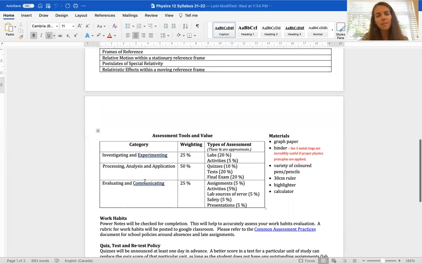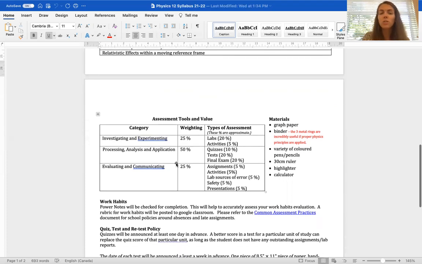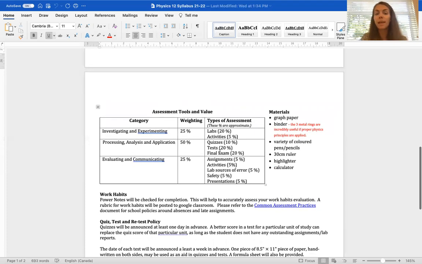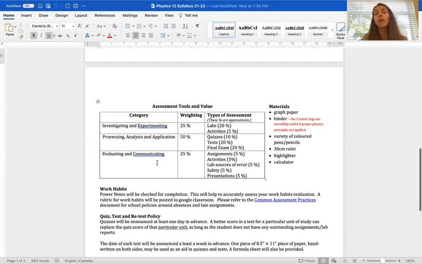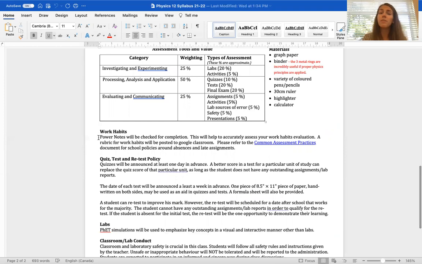All of our science classes have the following categories: one called investigating and experimenting, which is where a lot of our labs are going to go; processing, analysis, and application, where most of our assessments will go; and then evaluating and communicating, where again our assignments and our labs will fall. I will be giving out each unit in one small booklet that I'm calling Power Notes, in the hopes that by doing it one booklet at a time, there's a higher probability that they will keep themselves organized.